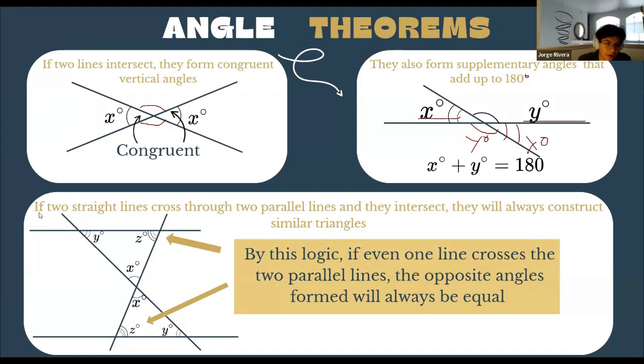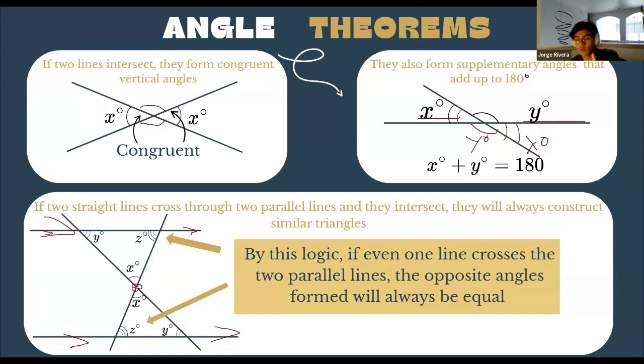All right, so let's go on. If two straight lines cross two parallel lines and they intersect, they always construct similar triangles. What does this mean? This one's kind of a doozy. So if two straight lines cross these two parallel lines and they intersect, they will always construct similar triangles as long as they intersect. Here we have an intersection point. These two lines are parallel, and then these two lines intersect them, right? But the funny thing is that the two triangles that they create are similar.